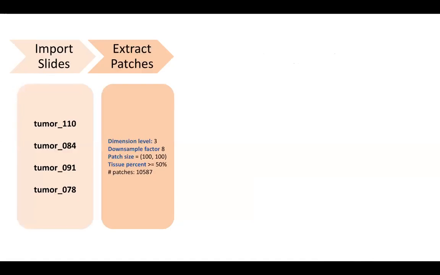After that, I extracted those patches from the slides. I selected the dimension level to be 3. At the same time, the downsample factor would be 8 at dimension level 3. Patch size to be 100 times 100. The reason is that I want there to be enough data points to build the models. And the cutoff line to be 50% as the tissue patch percentage. After that selection and filtering procedure, there ended up to be over 10,000 patches.